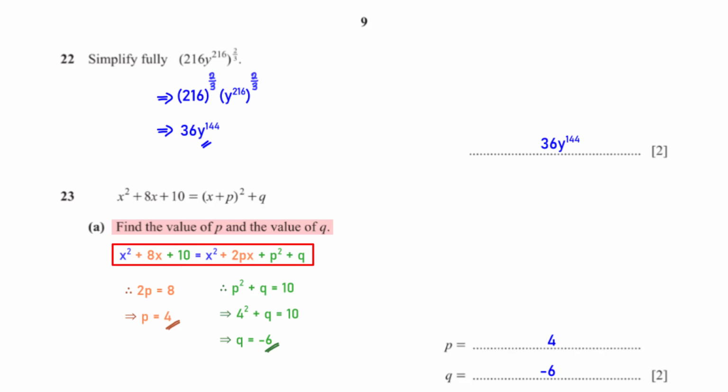see that for the coefficients of the x terms, 2p equals 8. When we divide both sides by 2, we get p equals 4. For the constant terms, we see that p squared plus q equals 10. We found p to be 4. When we subtract 4 squared from both sides, we get q equals -6.